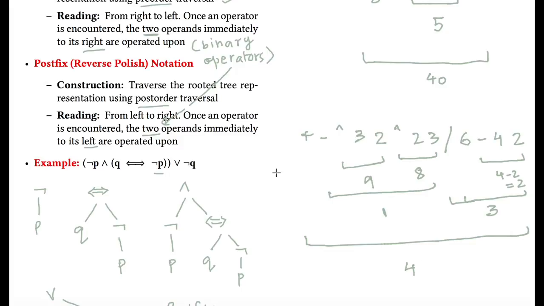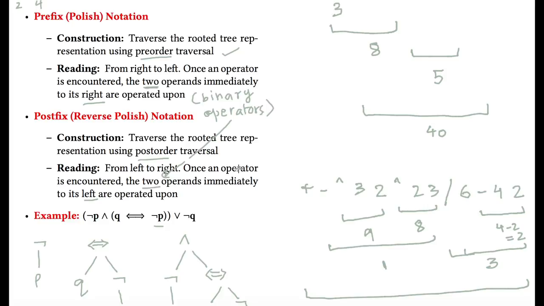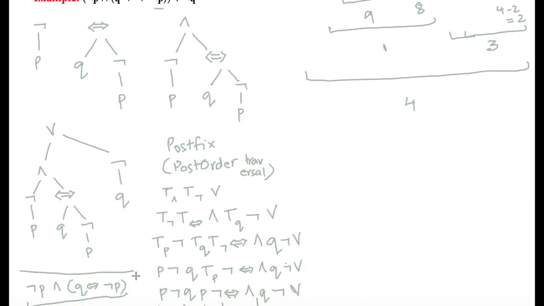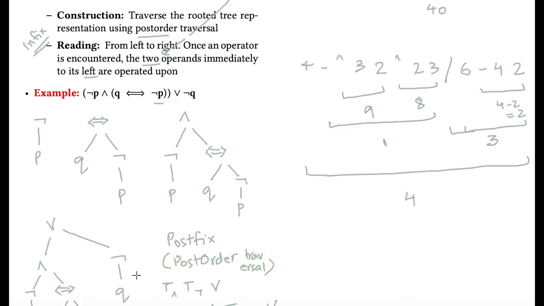Okay, so just for the sake of completion, not only is there prefix notation and postfix notation, there's also infix notation, which naturally follows when you traverse the rooted tree representation in an in-order traversal. But the problem is that in that case you have to put brackets whenever you encounter an operation. You have to put parentheses over there, but in the postfix and prefix notation, no parentheses are needed because the order itself is enough to resolve any ambiguity. Okay, so this is it for a brief introduction of these notations.